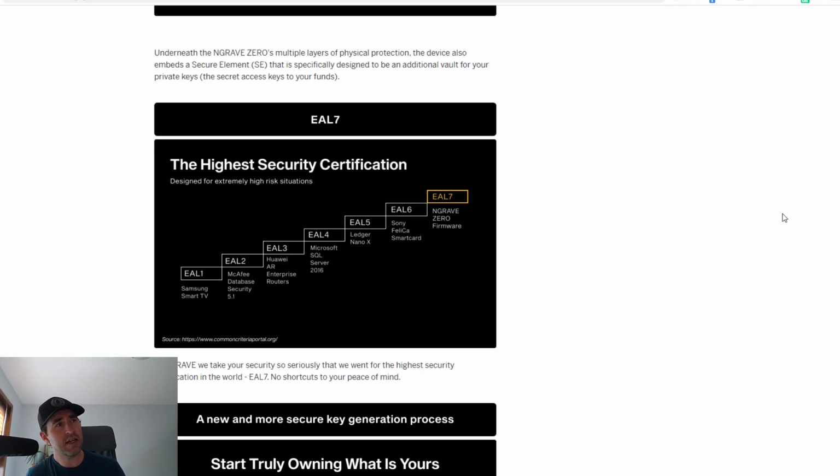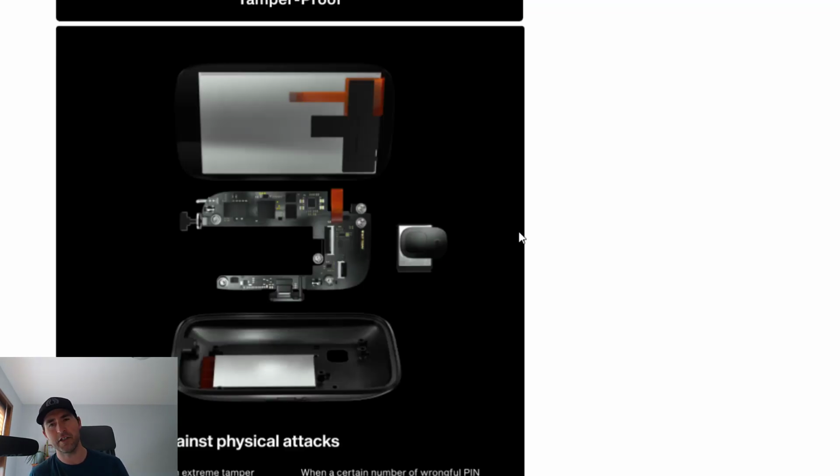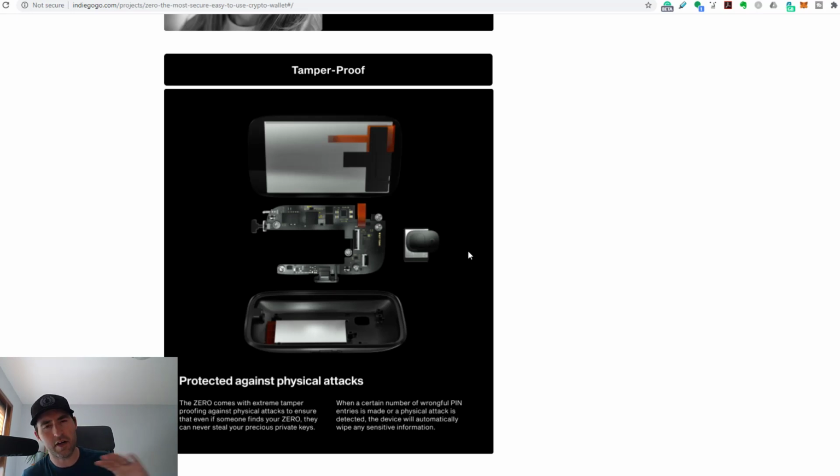And a big thing, if you get anything out of this, just know that NGRAVE was just awarded the highest security certification, the EAL7, which makes it even more secure than the Ledger Nano, even the iPhone, to make it the most secure crypto wallet that you can find in the entire industry. So also the Zero, it's 100% tamper-proof, as you see here in the photo, so against physical attacks. You don't have to worry about somebody stealing that and trying to break it open.